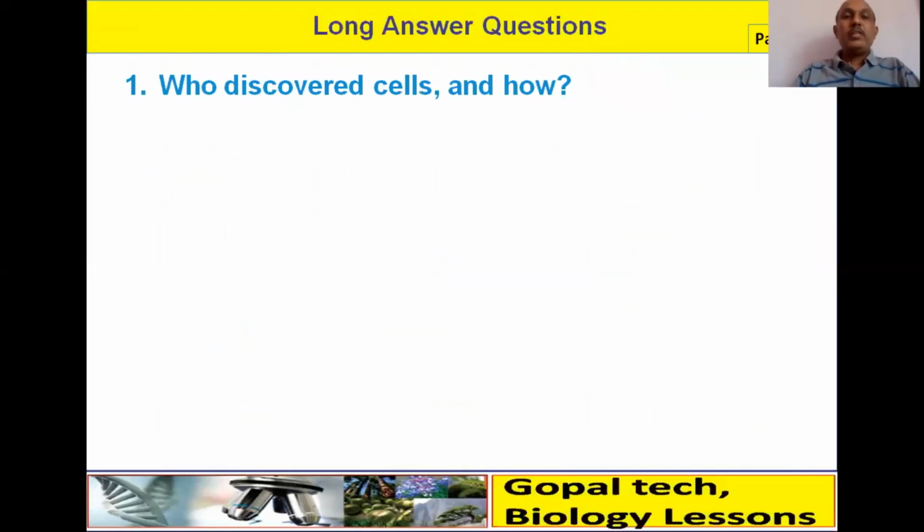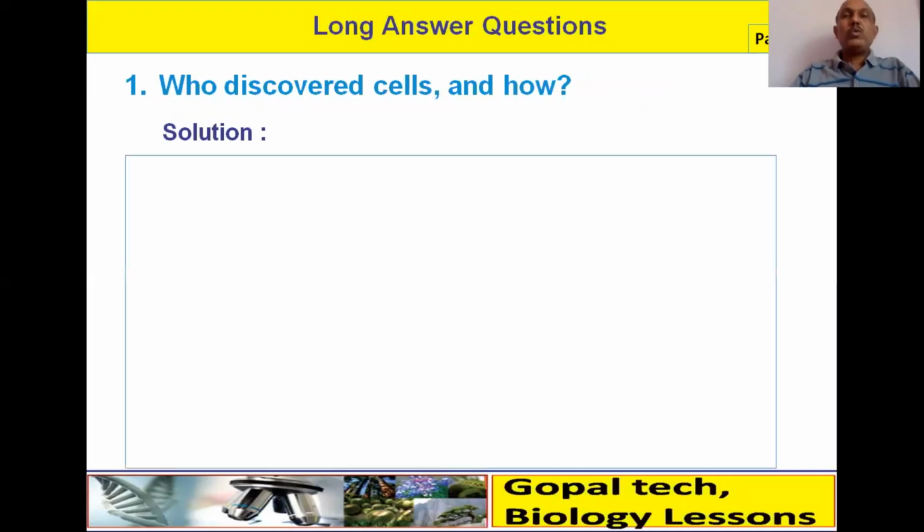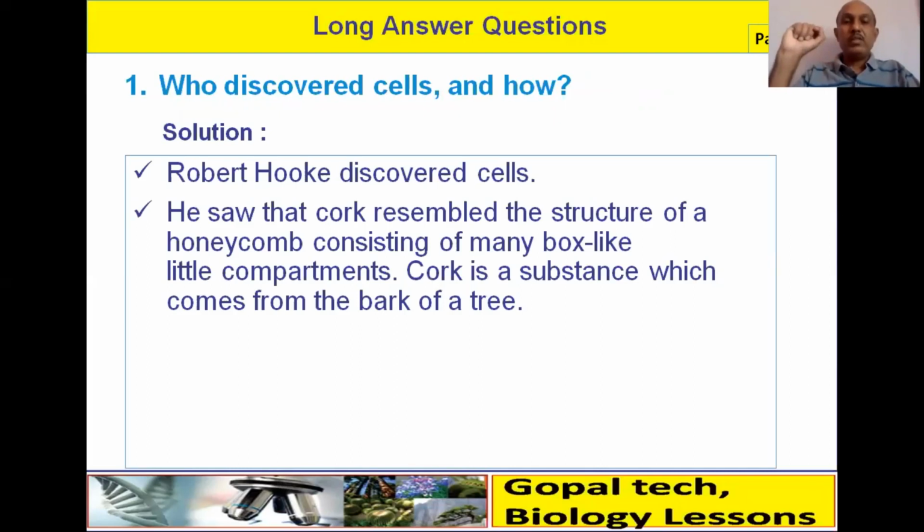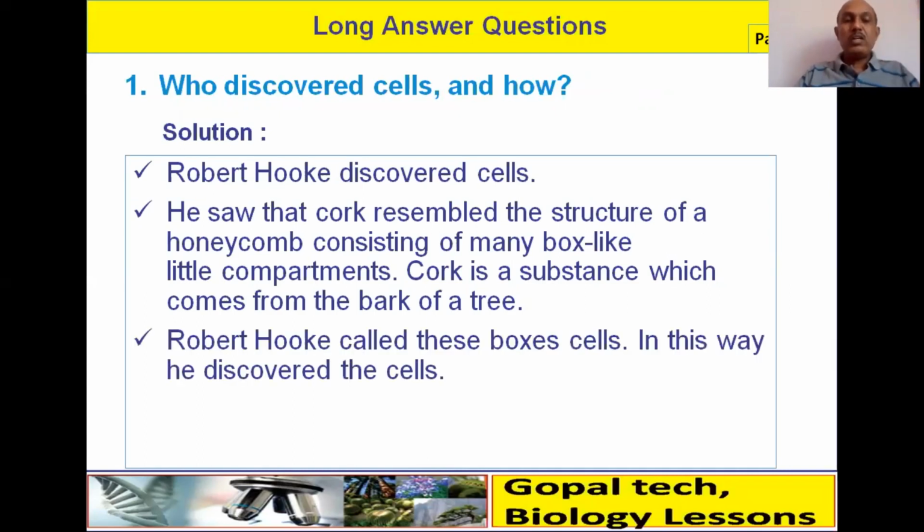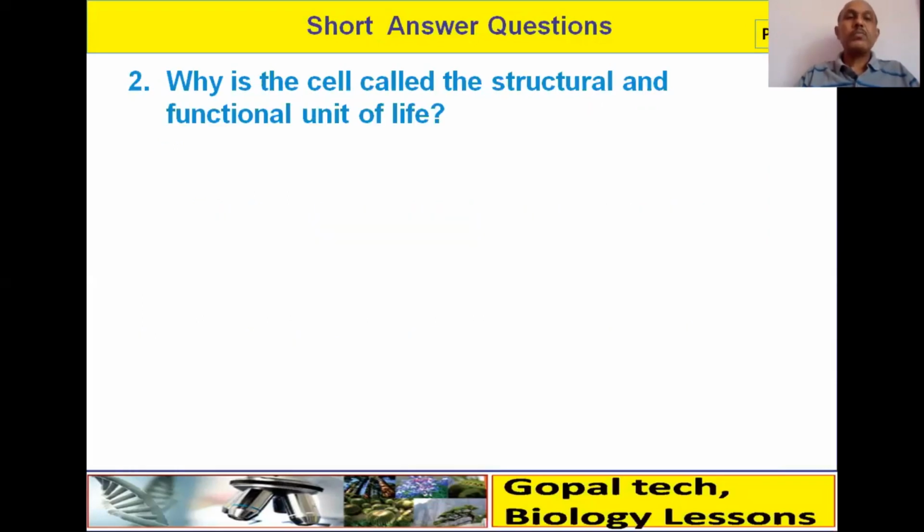Then who discovered the cell and how? Robert Hooke discovered cells. He saw that the cork resembled the structure of a honeycomb consisting of many box-like compartments. Cork is a substance which comes from the bark of a tree. Robert Hooke called these box-like compartments cells. In this way he discovered the cells.